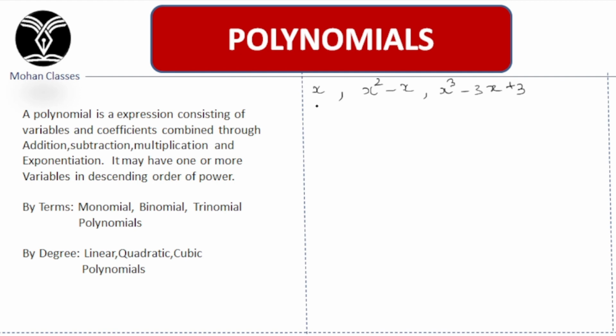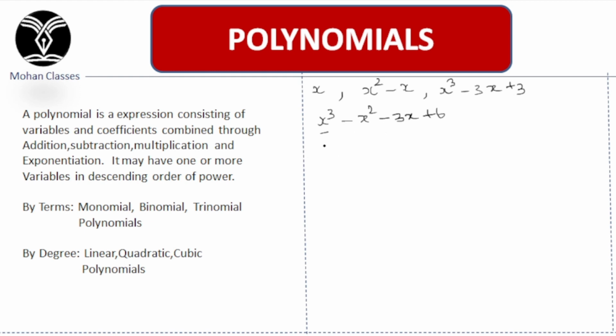Here, a polynomial will have some power, right? And the polynomial may be written in descending order of power, like x cubed minus x square minus 3x plus 6. The variable's power is called the power of the polynomial. Here x to the power of 3, x square, minus 3x plus 6. Okay, this is the polynomial.